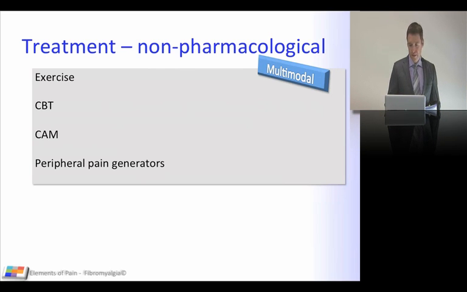Peripheral pain generators. Now I've put this in, it's not recommended by the EULAR official guidelines. However, there are a group of these patients that have peripheral trigger points, musculoskeletal trigger points, and if you find them on your clinical examination, it makes sense to treat these muscular trigger points.